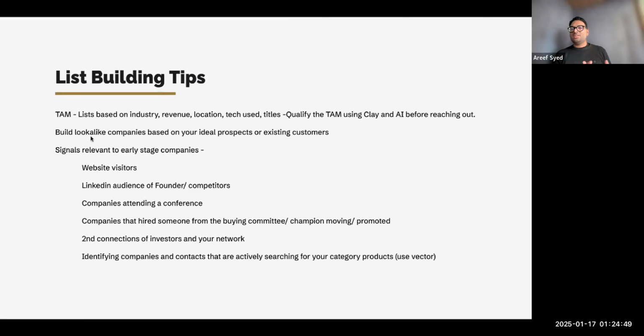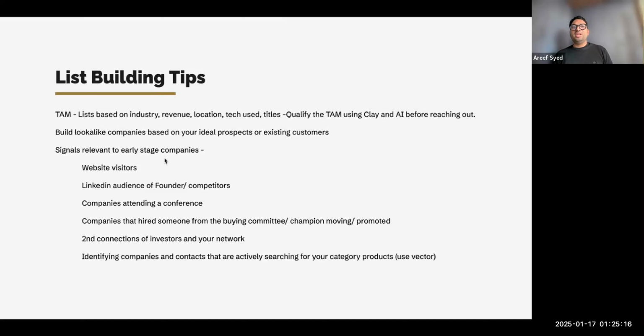Then number two is build lookalike companies. Say your ideal prospect is, for example, getware.com. You give three or four options to tools like Ocean, and it'll build similar companies very easily. So you don't have to apply all those filters. You can easily blow it up to 1,000 companies which are similar to Getware. So you can always do that. Use those kinds of tools.